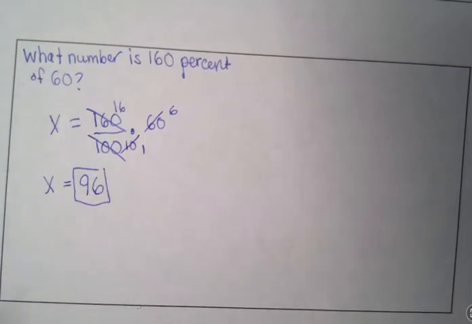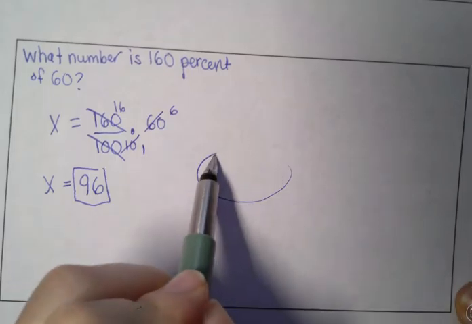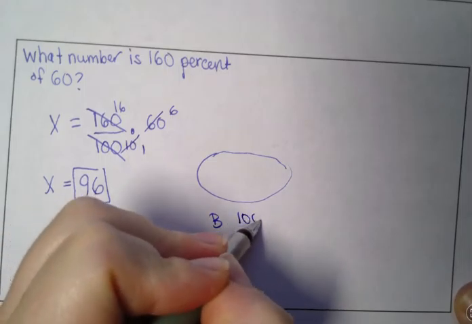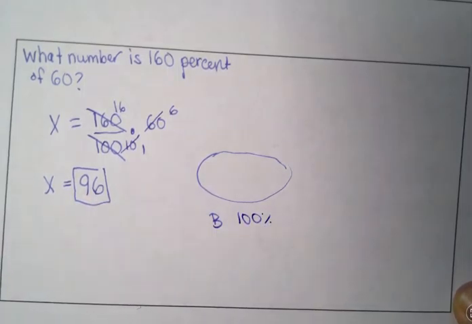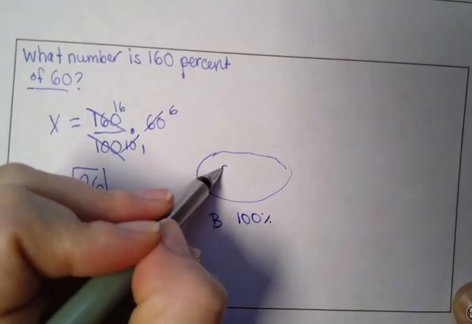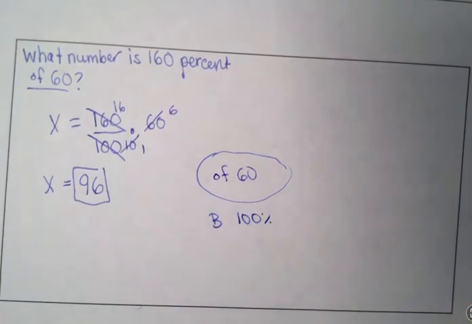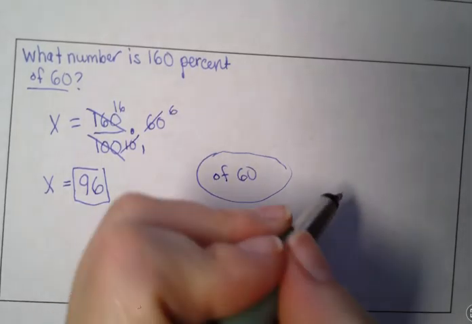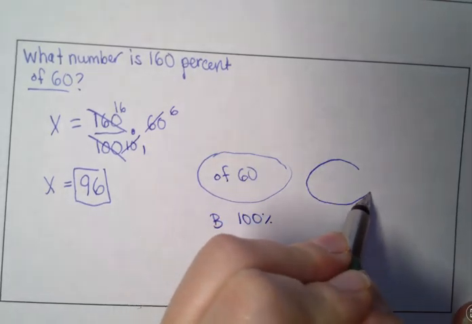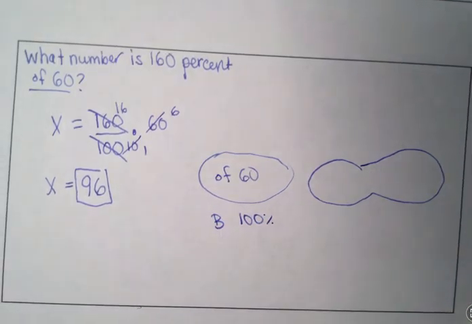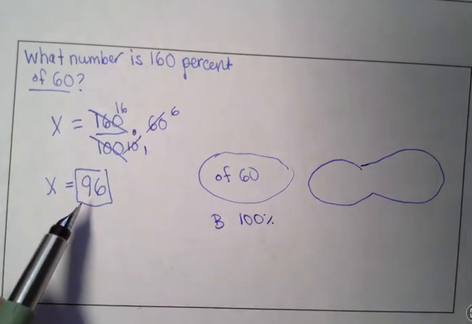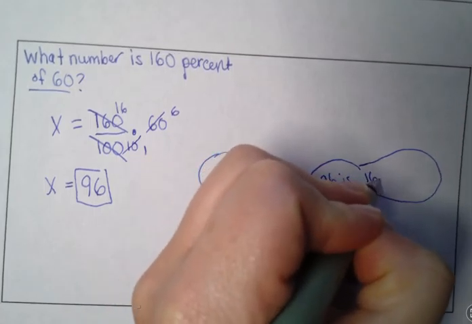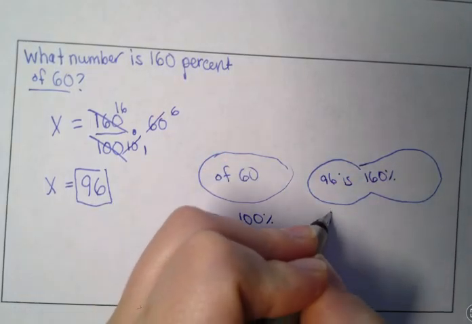So for my diagram, I'll start with the before picture, which is 100%, the original number, which is of 60. 60 was my original number, and then I take 160% of it, which means it's getting bigger. So now I have an extended bubble here. Not very pretty. And then we know that 96 is 160%. So that's the after picture.